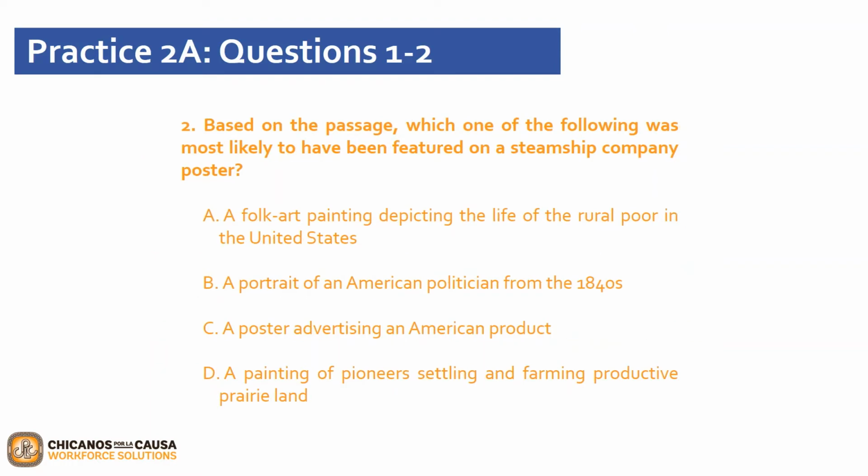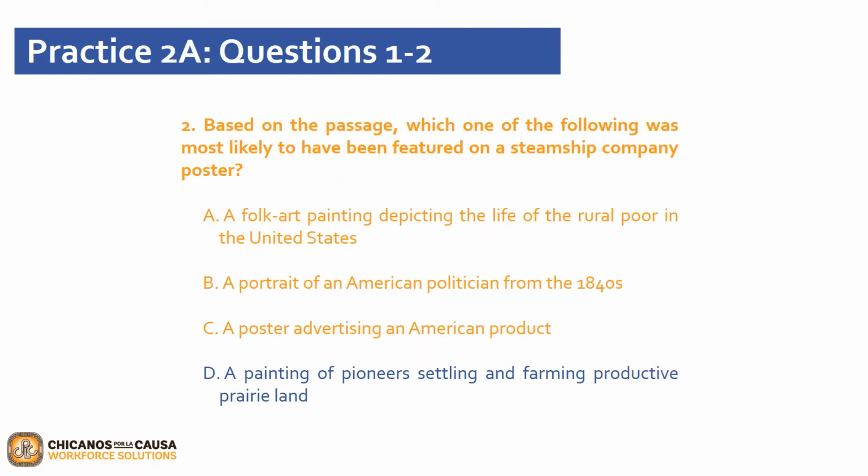Question 2 asks, based on the passage, which of the following was most likely to have been featured on a steamship company poster? A, a folk art painting depicting the life of the rural poor in the United States. B, a portrait of an American politician from the 1840s. C, a poster advertising an American product. D, a painting of pioneers settling and farming productive prairie land. If you chose D, then you are correct.